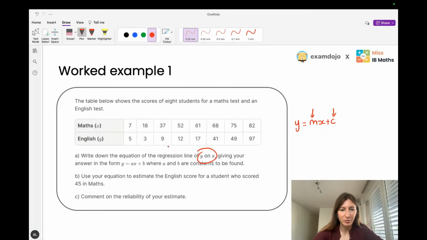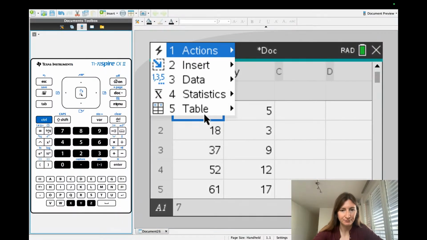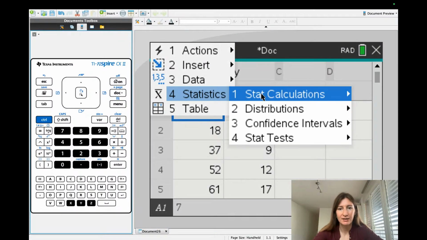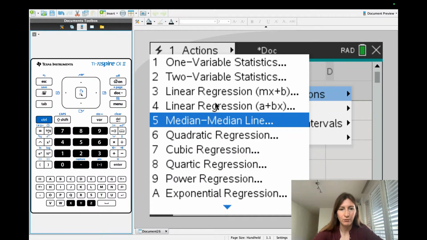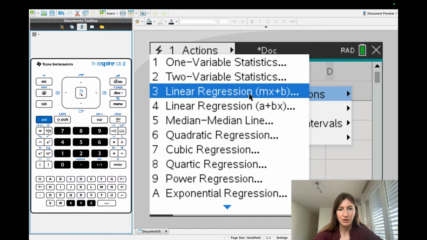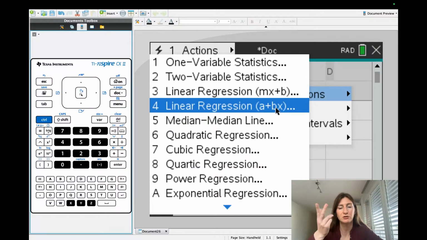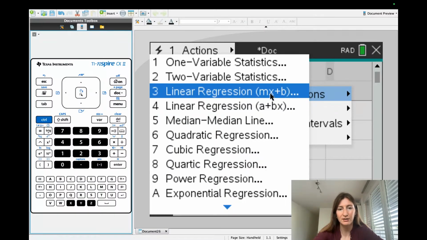Okay, so once you've input your data, we're going to go menu, statistics, stat calculations. And we get a whole bunch of things over here. What we're interested in are these two, linear regression. Can you see mx plus b and a plus bx? These two are the same, actually. Mx plus b is just the same as a plus bx, but switched around. The variable is still x, right? And they still have a gradient and an intercept, or an intercept and a gradient.